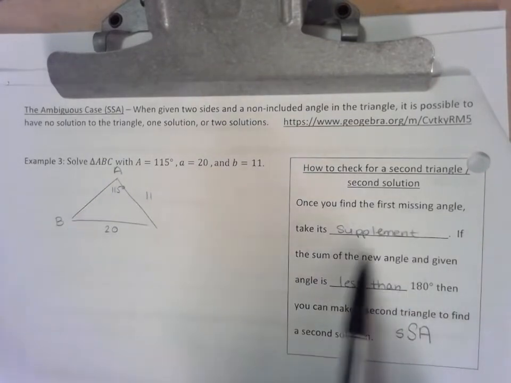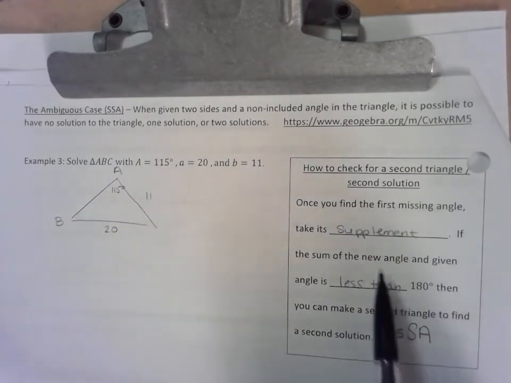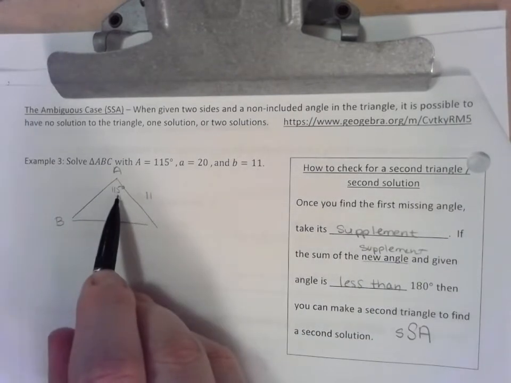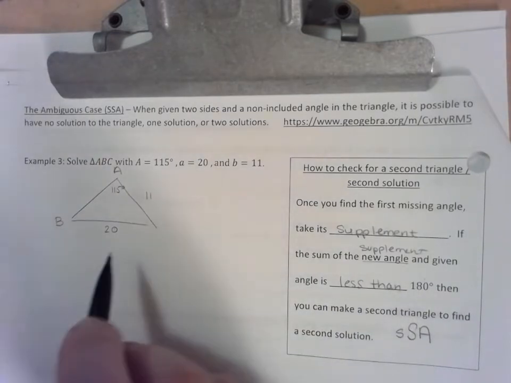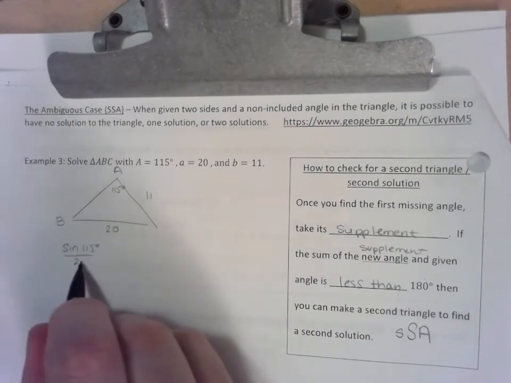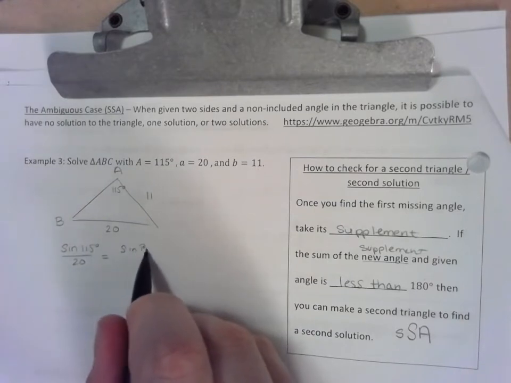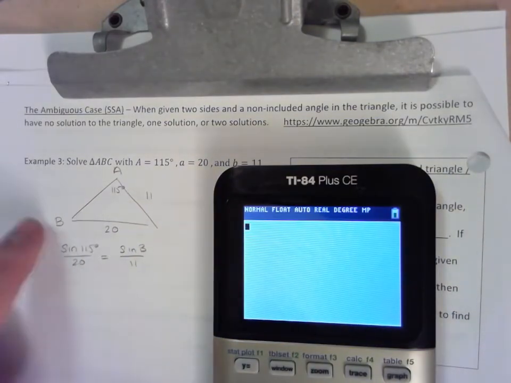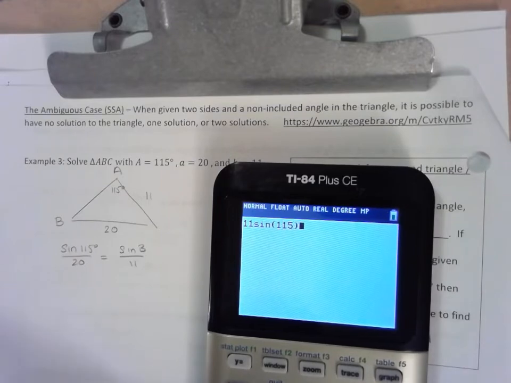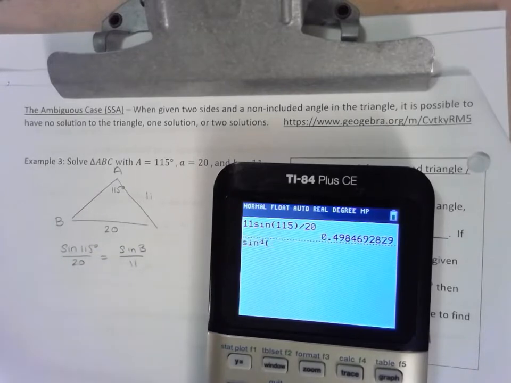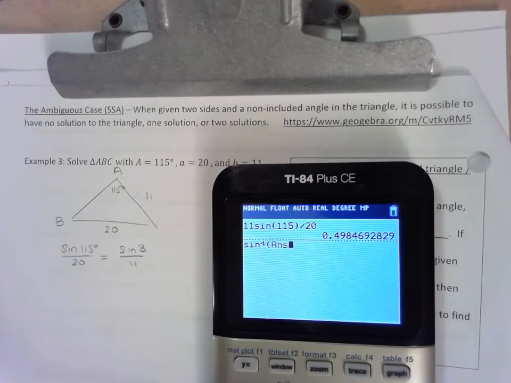And first we're going to find an angle, take its supplement, and then see if the supplement, they call it the new angle, just know that this means supplement. If the new angle and 115 degrees add together to be less than 180, we have two triangles. Alright, here goes. Let's first set this up. Sine 115 degrees divided by 20 is equal to the sine of B divided by 11. Because we're looking for an angle, I need to use an inverse. First, we'll multiply these together. 11 sine 115, close the parenthesis, divided by 20. This gives me the sine of angle B. I now want to sine inverse this information. Take the answer by hitting second and the negative sign, and I get 29.